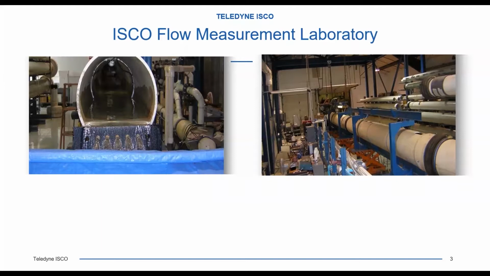Okay, so this one, some of you may have seen this slide in the past, but this is the ISCO Flow Measurement Lab. We're very lucky to have this, and this is really used to help us develop and improve our flow technologies. We're one of the few, I think, in the industry that have such an elaborate system here, but we can go from 4-inch to 24-inch pipes, and that makes it very, very useful to run a variety of different types of applications. So we can, again, further enhance what we have developed.